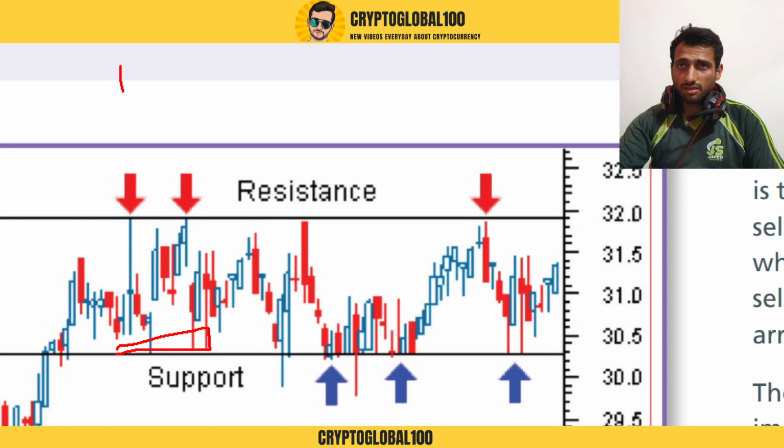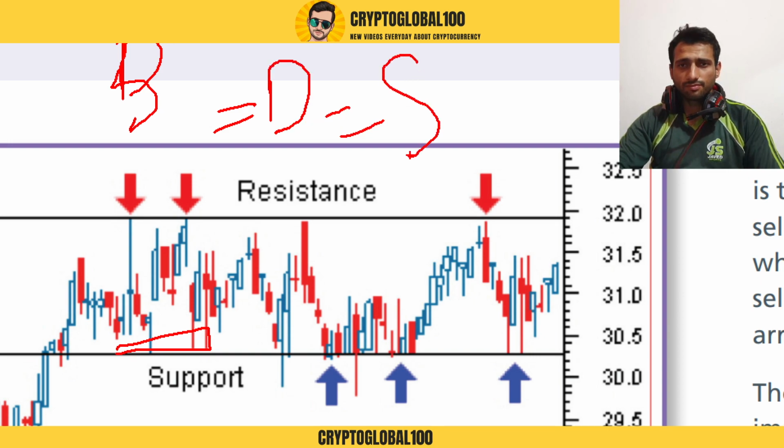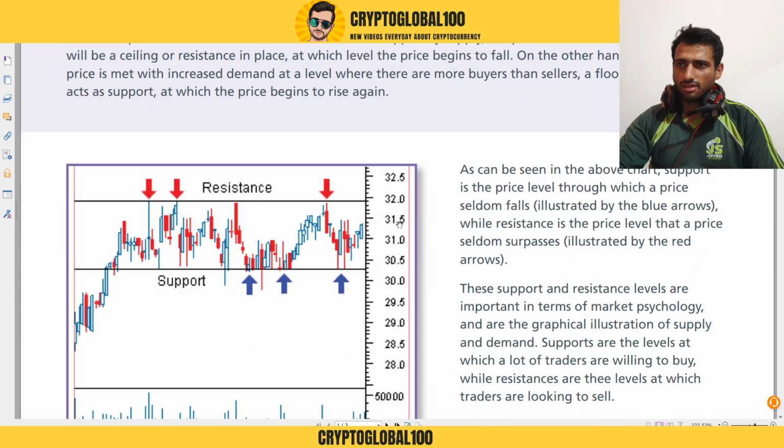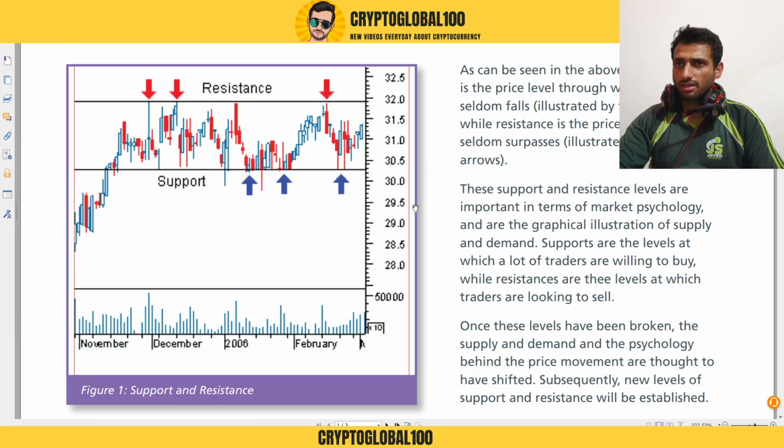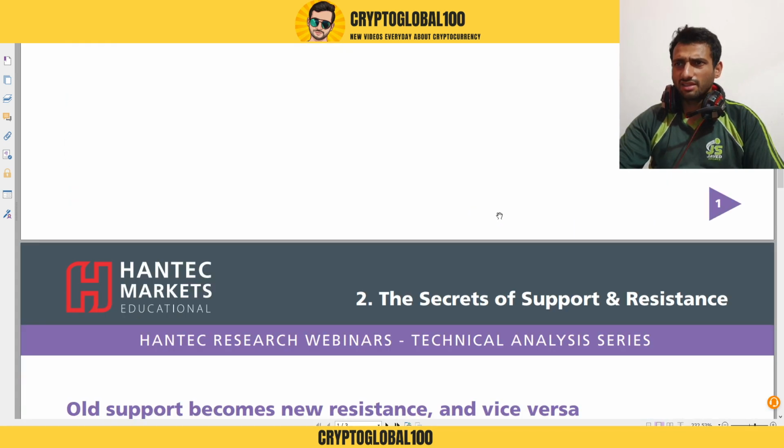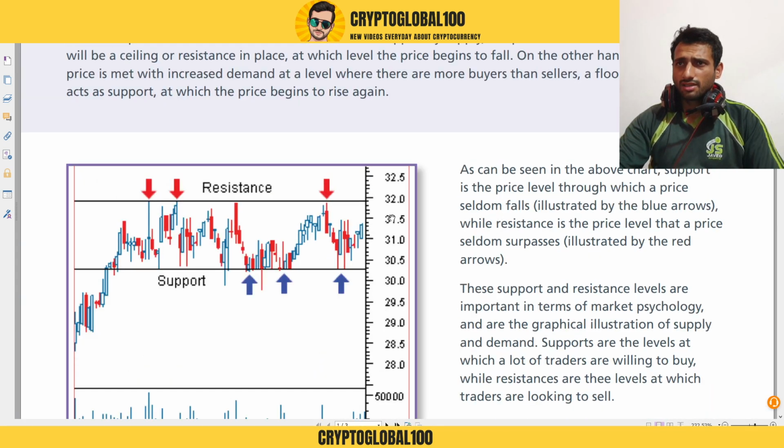Just keep it in mind: buyers equal demand equal support, and alternatively the opposite side, supply equals resistance equals bears, or you can call them the sellers. Okay, this is the simple term. Now I think that's enough of the definitions.